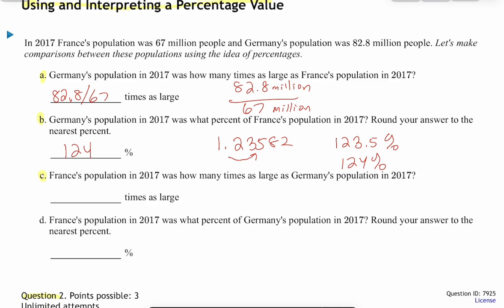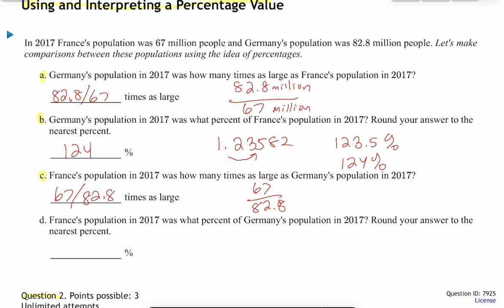So follow the rounding instructions that iMath tells you. Is that good for everybody? Okay, now see how it changes. C says France's population is how many times as large as Germany's. So in that case, we've got to put the France divided by the Germany. So on this line, make sure you put France divided by Germany.